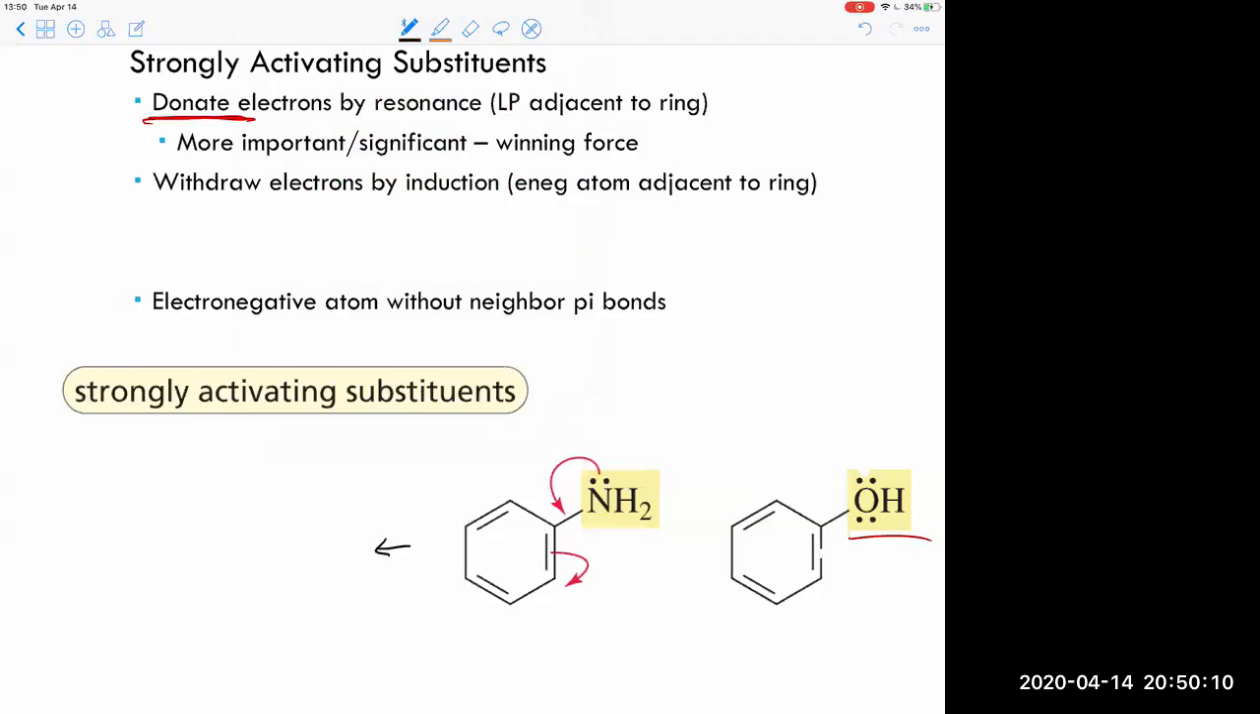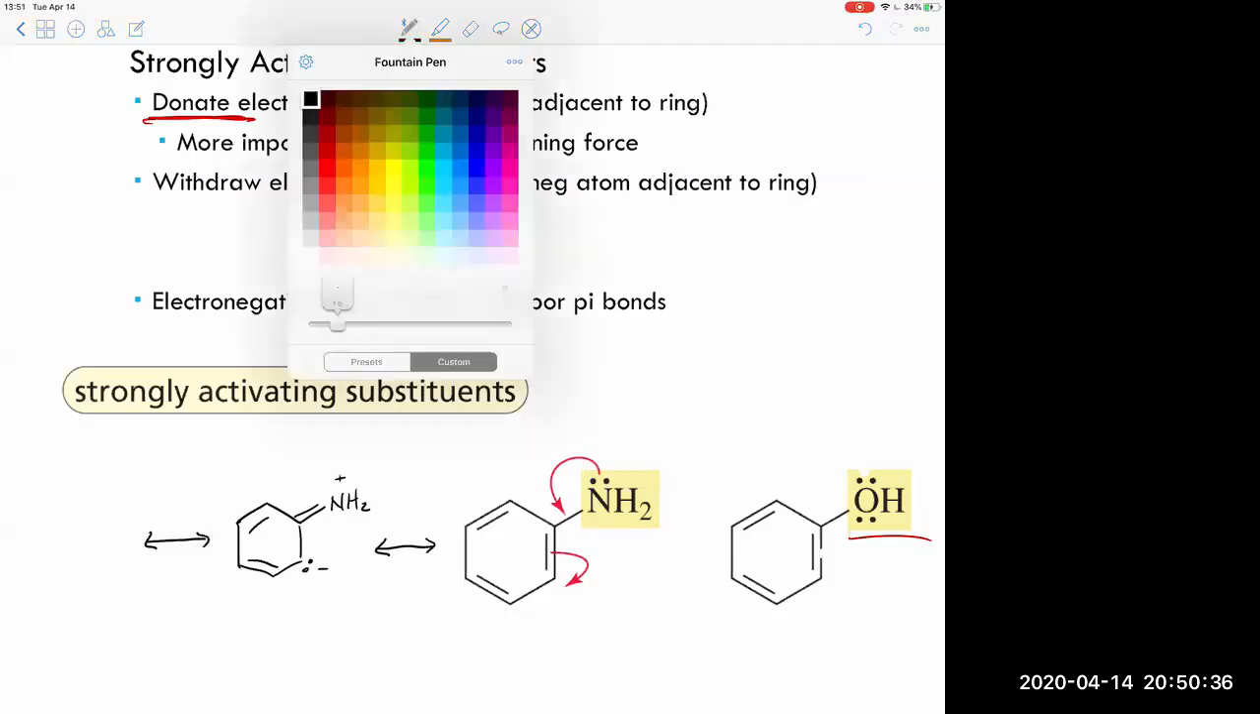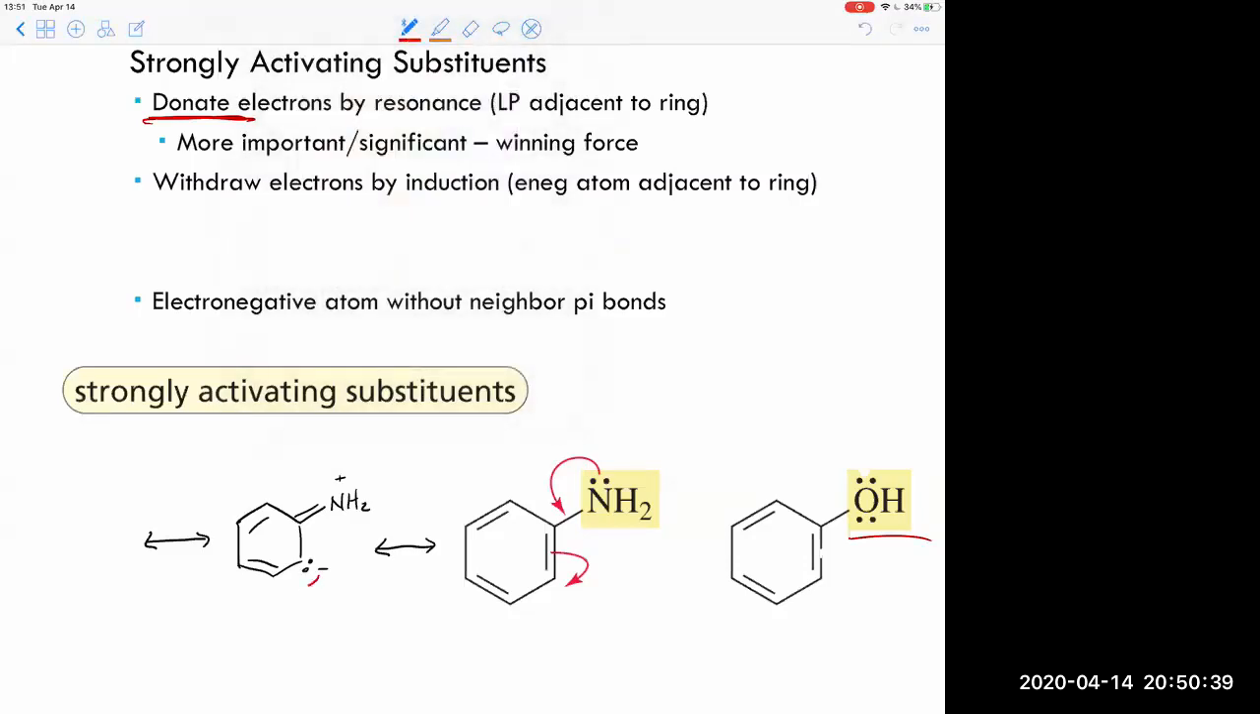So if we just drew this resonance contributor here, and then if I wanted to go one more, this pair of electrons would come down and form a new bond, and this pair would jump onto that carbon there.